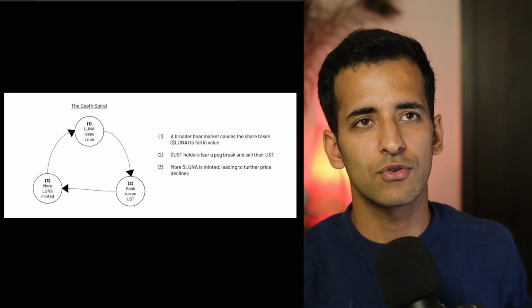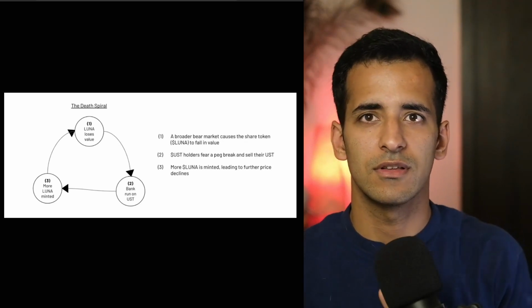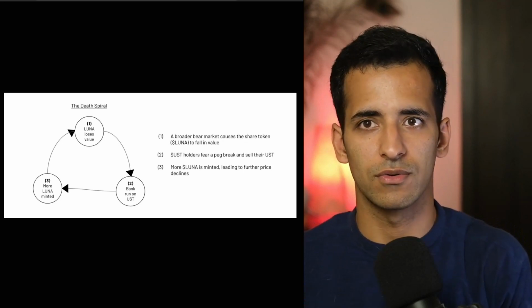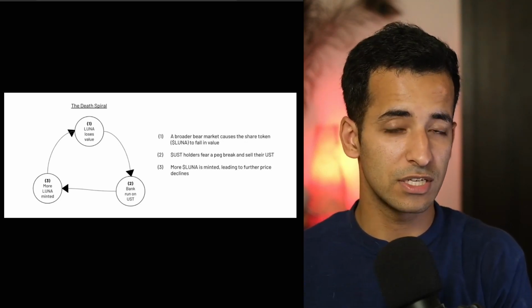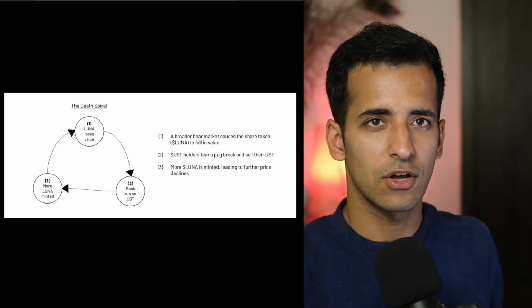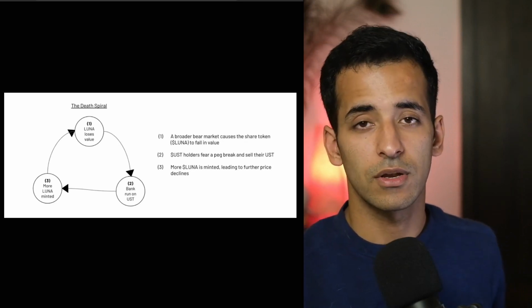To restore the price of USD, the price of Luna needs to go down. Why? Because the supply of Luna will increase. People can clearly see that the whole system which Terra has built is collapsing.